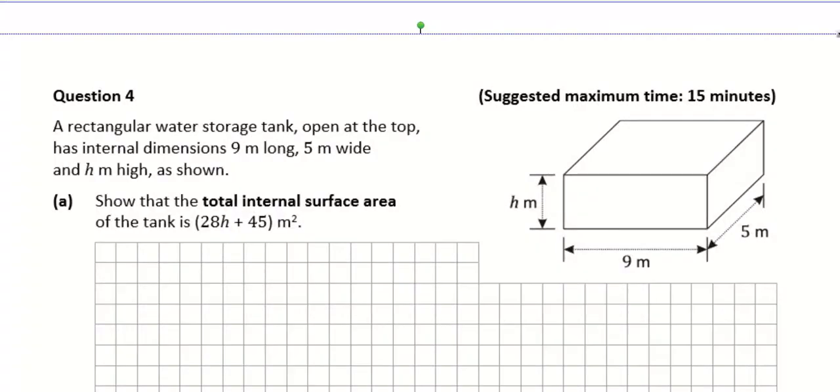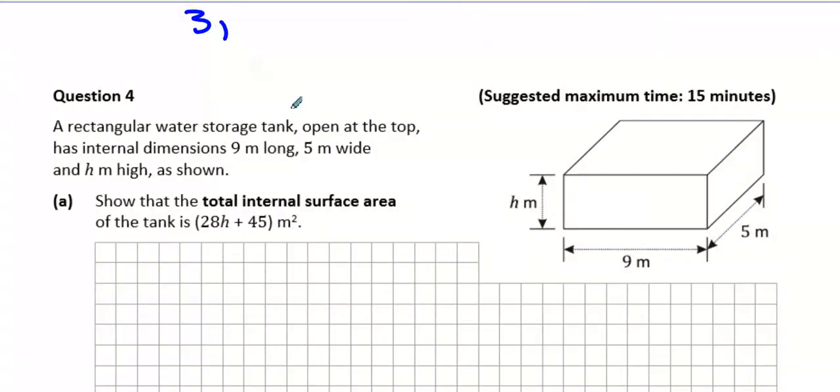Question 4, so we've done question 3. Now we're going to do question 4. Show that the total internal surface area of the tank is 28h plus 45. The deal here is that it only has 5 sides because the top is open, so it only has a base rectangle as well. Sorry, just going to finish off around this first. There to there, and then there to there. Okay, a bit better now.